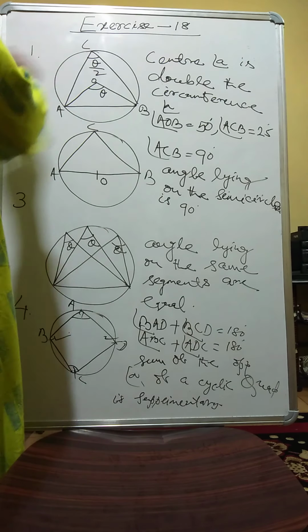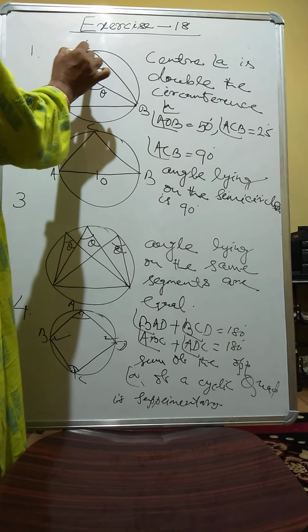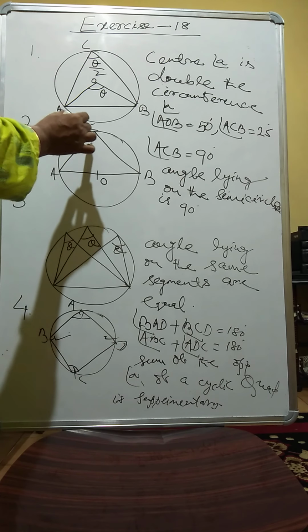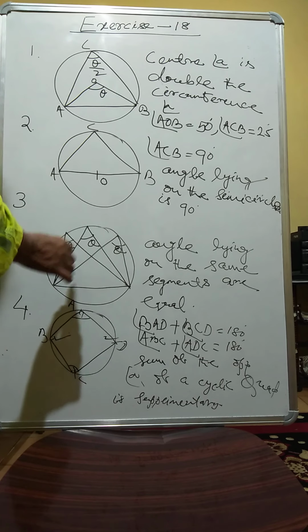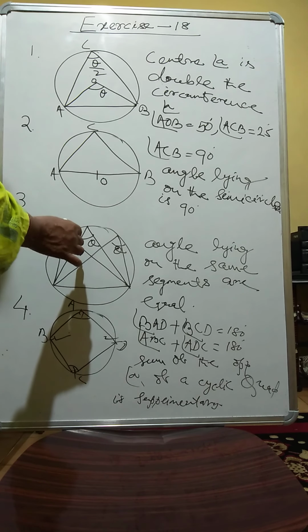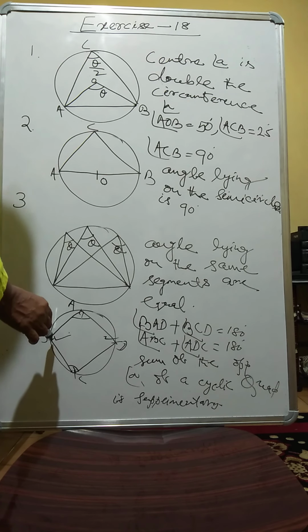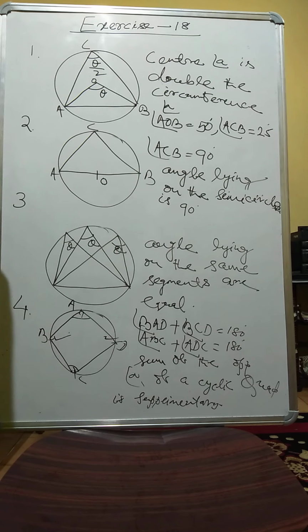Center angle is double the circumference angle, or circumference angle is half of the center angle. Angle lying on the semicircle is 90 degree. Angles lying on the same segment are equal. Fourth is the sum of the opposite angles of a cyclic quadrilateral is supplementary.